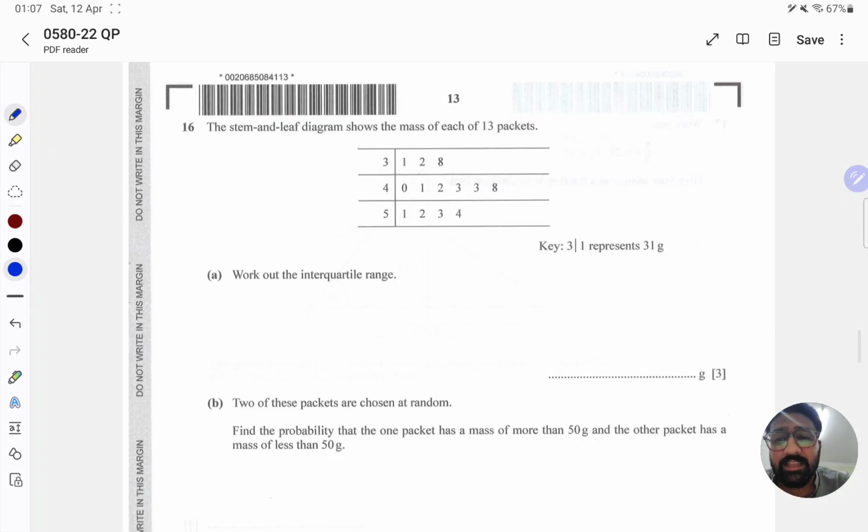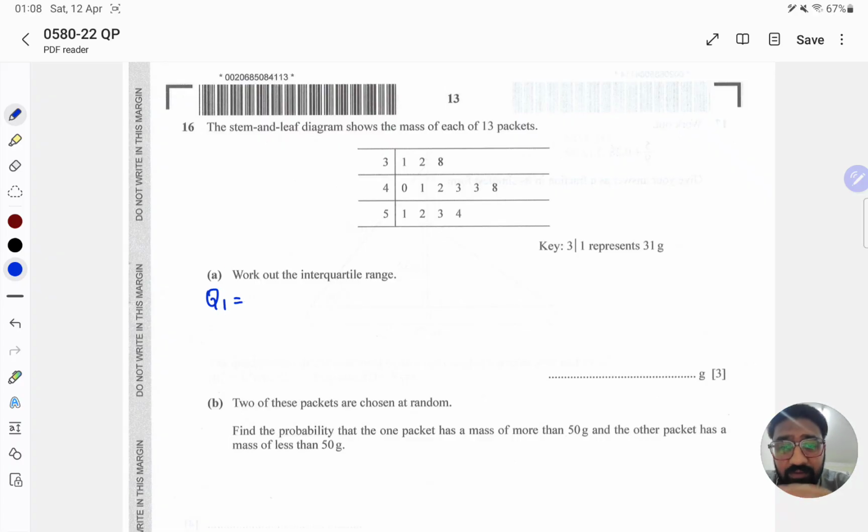Anyhow, question number 16, it's related to stem and leaf. The stem and leaf diagram shows the mass of each of 13 packets. The key is given to you that 3 and 1 represents 31 gram. So basically what it means is 31 gram, 32 grams, 38 grams, and so on. So we need to find out the interquartile range. So for finding out interquartile range, we need to find out the upper quartile as well as the lower quartile.